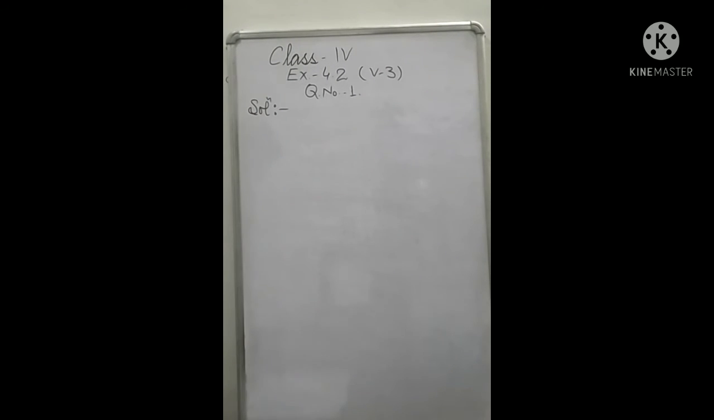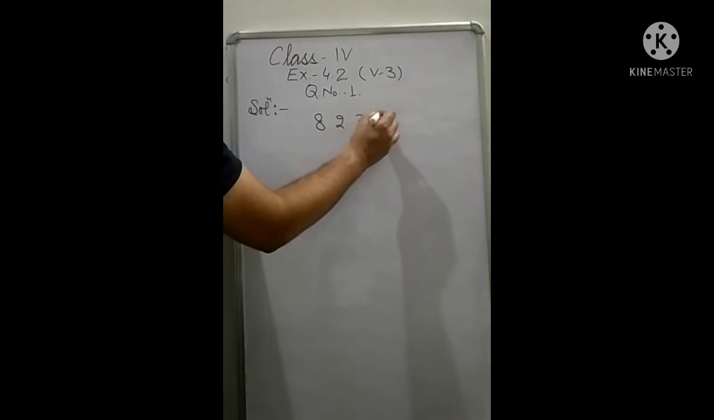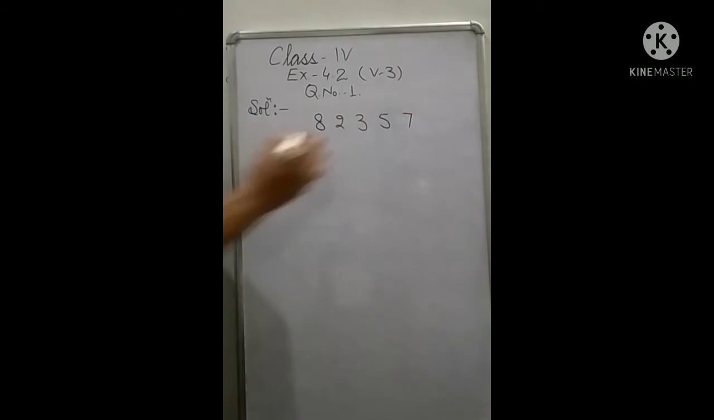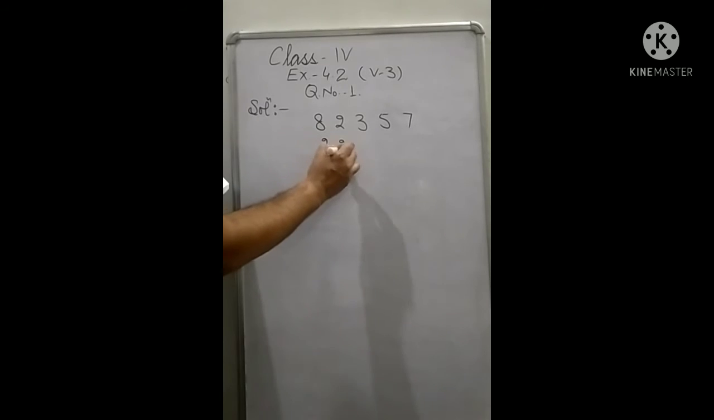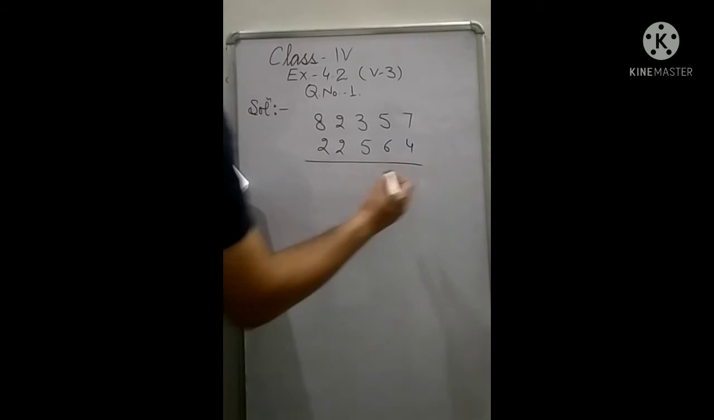In this statement, we have to find by how much 22,564 is less than 82,357, which means we have to find their difference. So here the bigger number is 82,357, and from this number we have to subtract 22,564. We have to find their difference.